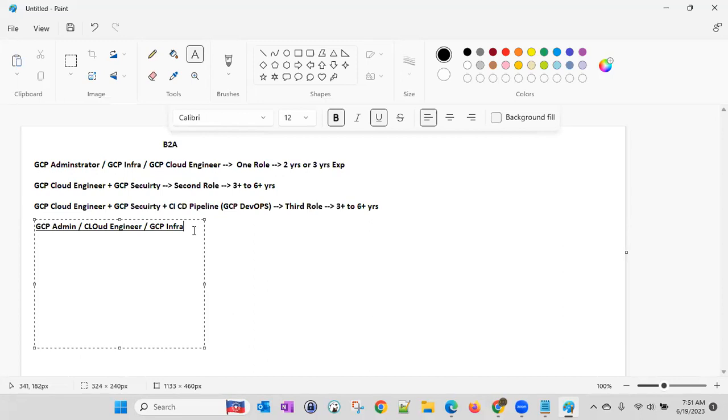The naming is somewhat different, with different naming conventions. Why? Because Google has been different. That is the reason. You can say I'm a GCP cloud engineer. As a cloud engineer, what are the activities you are doing?